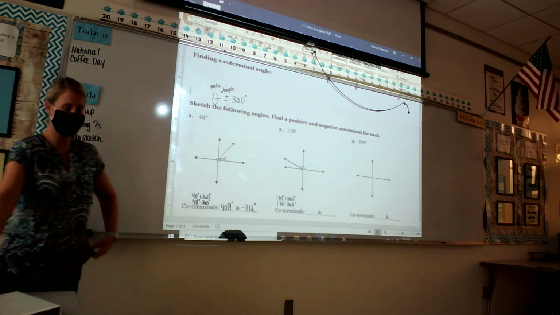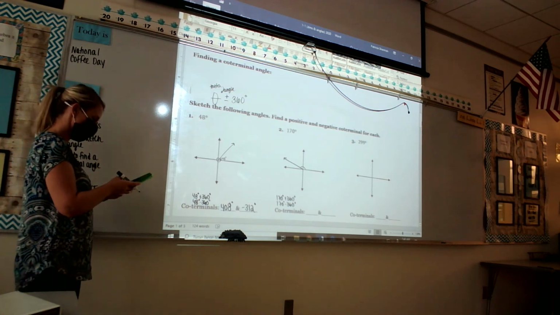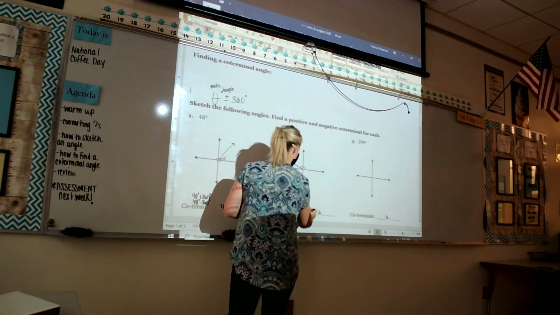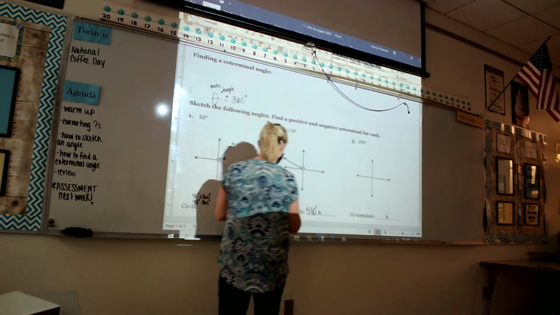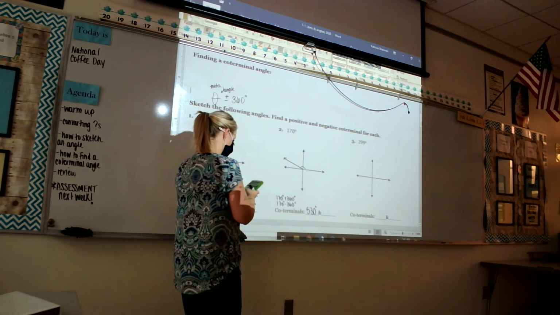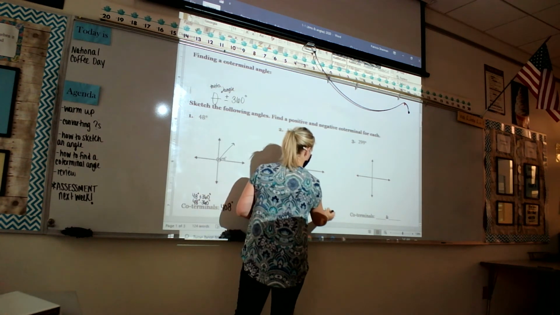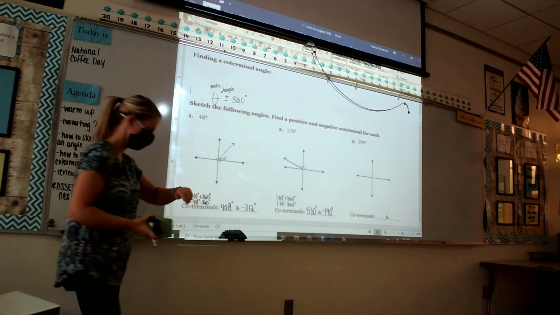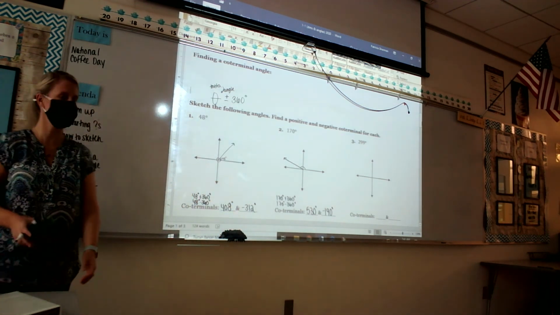So I just throw that in my calculator quick to find my coterminals. That gives me 530. Make sure all of your answers do have degree symbols. And negative 190.